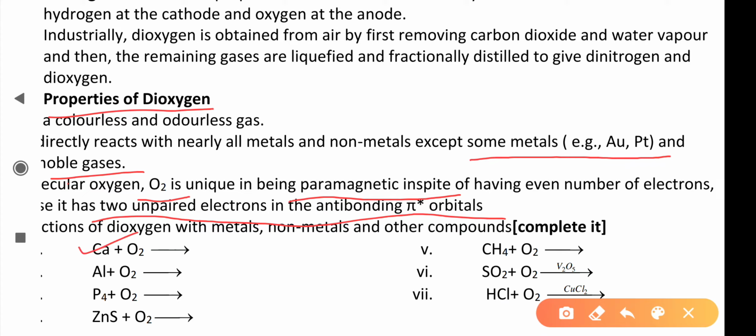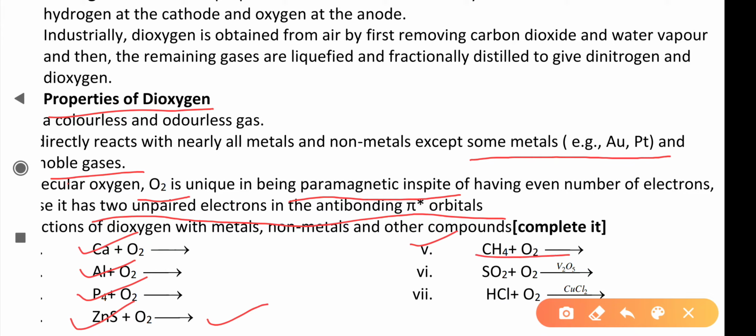Calcium plus oxygen gives calcium oxide, CaO. Aluminium plus oxygen gives aluminium oxide, Al2O3. P4 plus oxygen gives P4O10. ZnS plus oxygen gives ZnO plus SO2. This is a reaction involving the roasting process. CH4 plus oxygen gives CO2 plus H2O. This also you have seen in hydrocarbons.